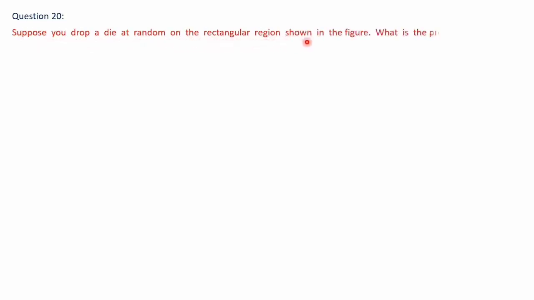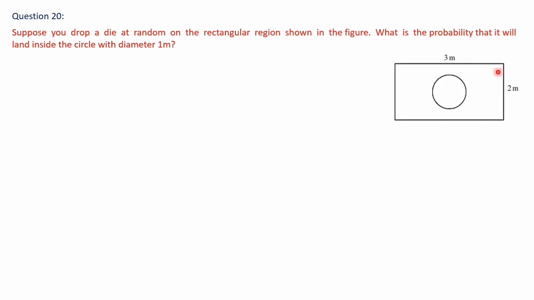Move on to question number 20. Suppose you drop a die at random on the rectangular region shown in figure. What is the probability that it will land inside the circle with a diameter 1 meter? The experiment what you are doing is you drop a die at random on the rectangular region shown in the figure. There is a figure, rectangular region length is 3 meter and breadth is 2 meter. You are dropping a die inside this rectangular region, and what is the probability that it will land inside the circle with a diameter 1?